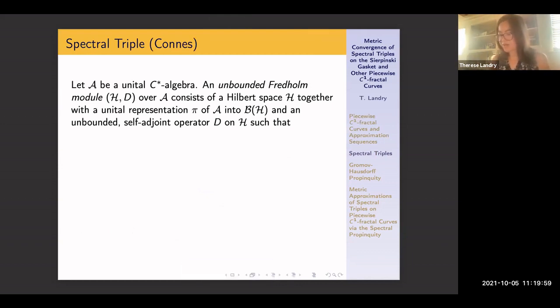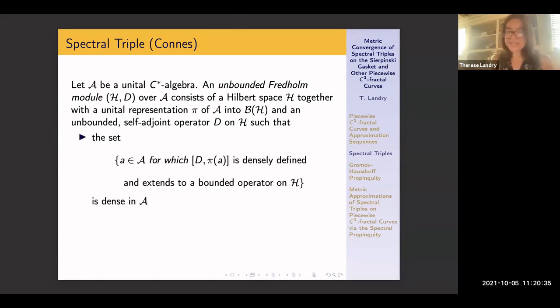Okay, so remember our generalized differential structures on our class of fractal curves are given by spectral triples, and spectral triples are due to Connes. So we have a unital C-star algebra, we have a Hilbert space, and we have a distinguished operator on that Hilbert space, and we also have a unital representation of the C-star algebra as bounded operators on the Hilbert space.